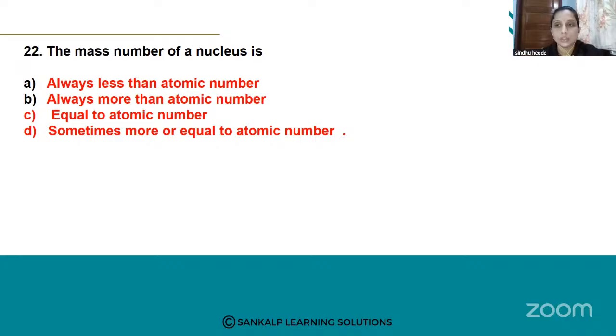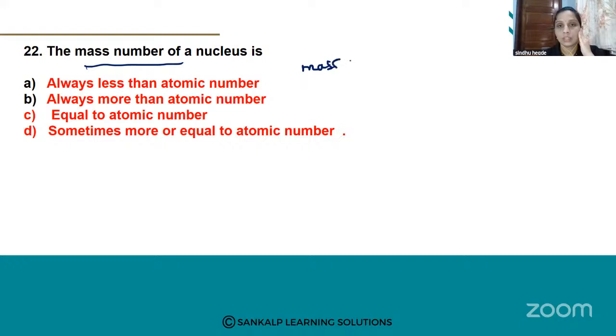The mass number of nucleus is: option A, always less than atomic number; option B, always more than atomic number; option C, equal to atomic number; option D, sometimes more or equal to atomic number. Which one is correct? Which option is correct, students? Think it once. Here they ask the question related to mass number of nucleus and atomic number.